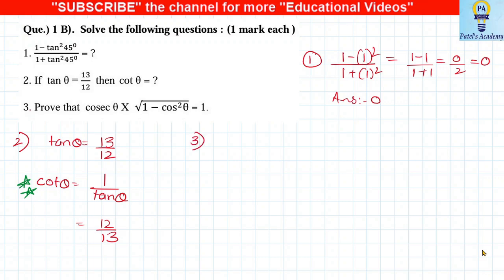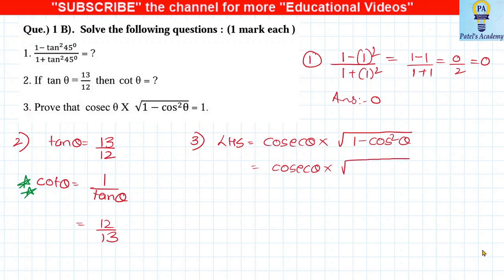Now let's see the third one. We have to prove that. Okay, so prove that is going to be an integral part of trigonometry. So let's start with LHS. That is cosec theta into the root 1 minus cos square theta. Cosec theta as it is into, now here we are using identity, 1 minus cos square theta, nothing but sin square theta.